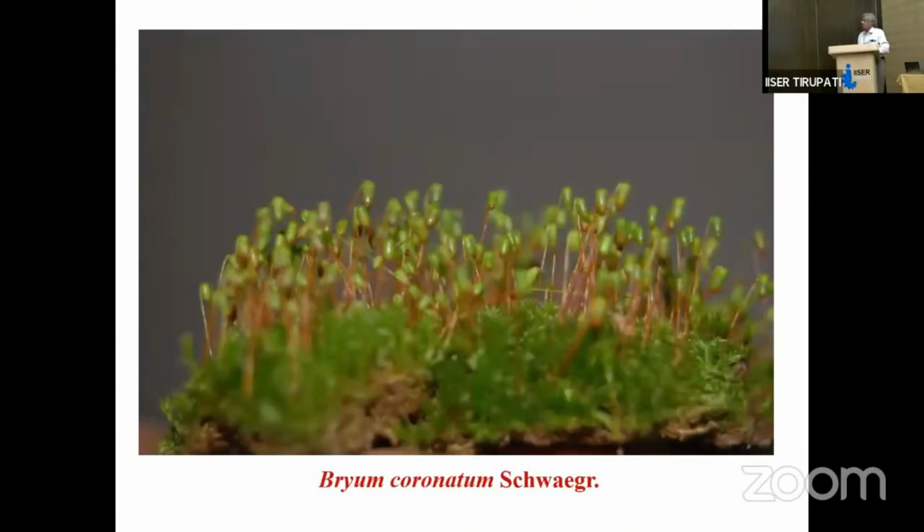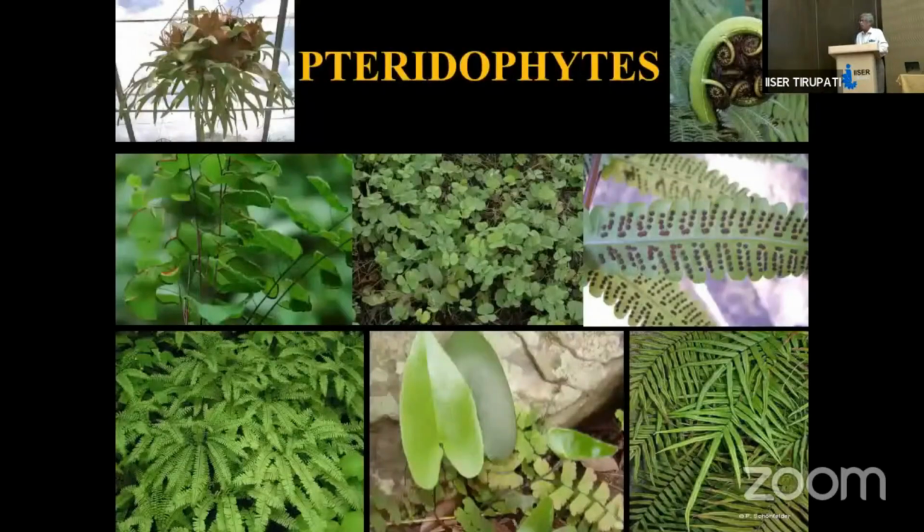Yeah, these are some of the Braham cornetum. If the capsule is like this, it is one species; if it is like this, it is another species. You can see this is Braham cornetum. I have shown earlier Braham capillary. So these are some of the pteridophytes, which are tree ferns.